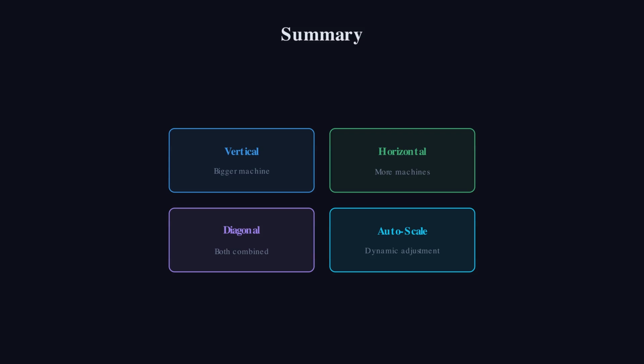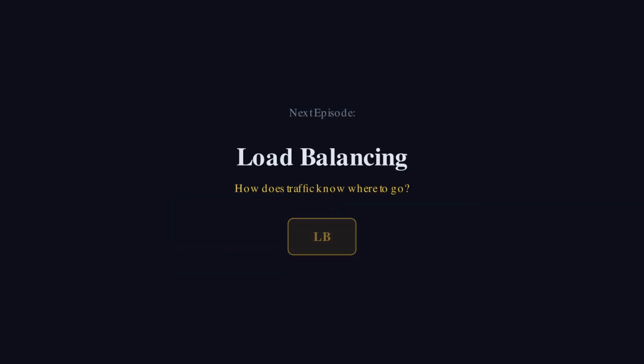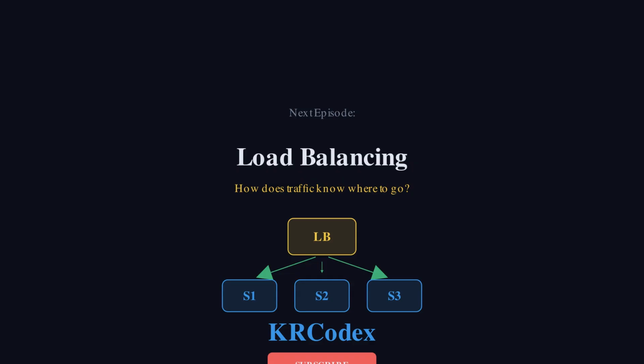To recap, vertical scaling is getting a bigger box, simple but limited. Horizontal scaling is getting more boxes, powerful but complex. Diagonal scaling combines both, starting simple and scaling as you grow. And auto-scaling adjusts dynamically to traffic for cost efficiency. Your scaling approach should evolve as your system and user base grows.